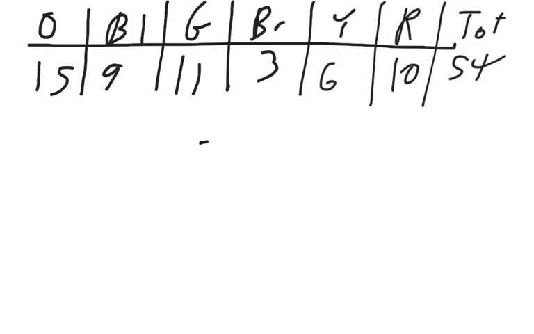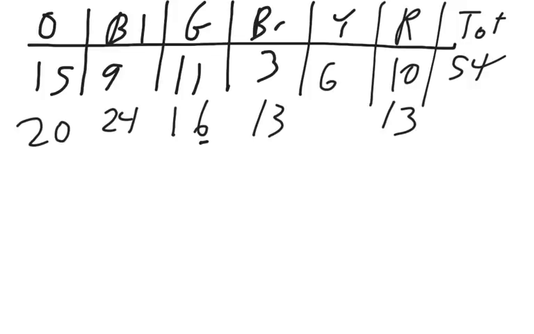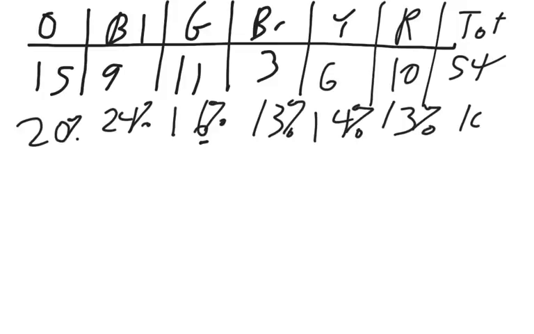Now, in the percentages that they were giving, they told me that orange was 20, that blue was 24, that green was 16, these were both 13, and good old yellow was 14%. So these are all the percentages. And just to be sure, that totaled up to be 100%.